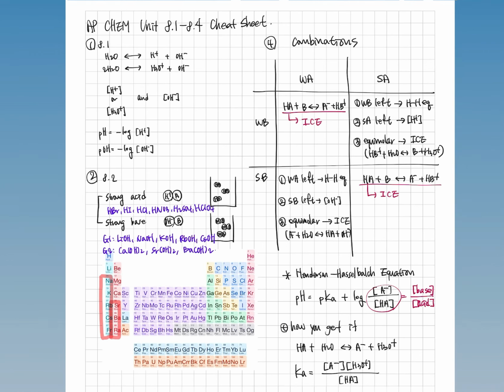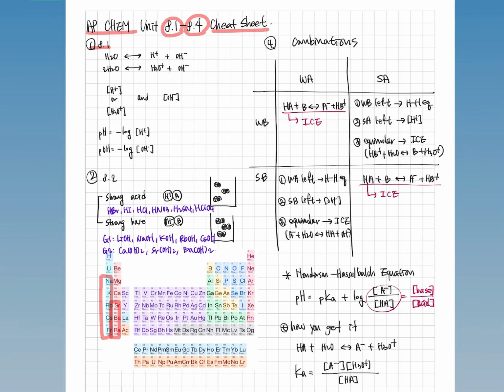So hello, this is the AP Chem Unit 8.1 to 8.4 cheat sheet. I'm going to run through the flow of every concept and try to connect it so you can really understand the gist of what this unit is going to talk about.